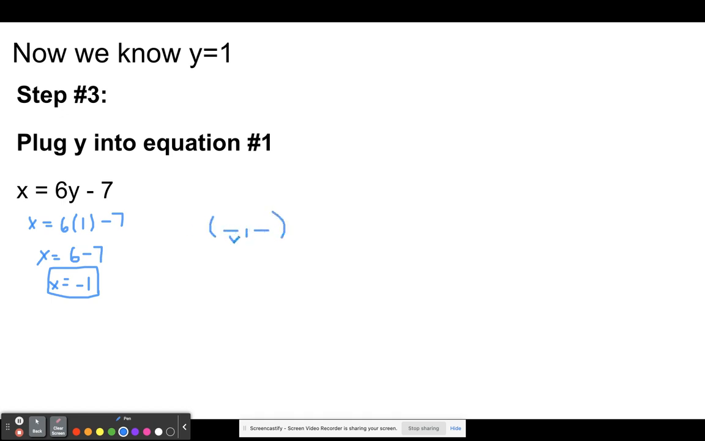Remember, x always comes before y. So my final coordinates are negative 1, comma 1. And that means, because we had coordinates of a point, that this problem had one solution. Again, SOLN for short for solution.